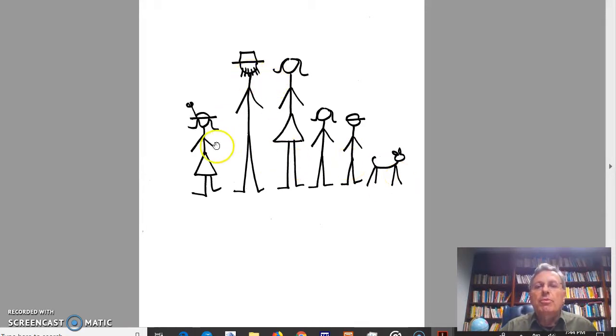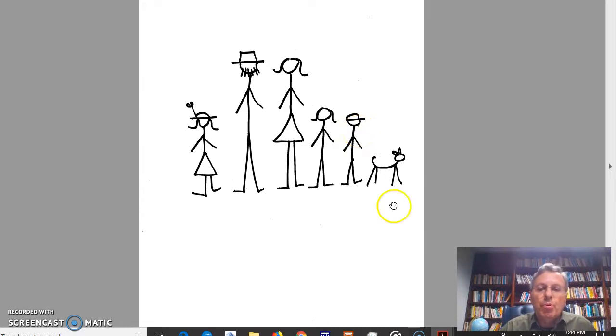I could group them by size. There are two tall people, and there are a number of short people, and there's a little animal. I could also group them by hats. Here are three people with hats. This is a girl, a man, and a boy. Three with hats, and then two without hats, and an animal with no hat. I could group them in terms of, one has a beard, nobody else has a beard. Okay?